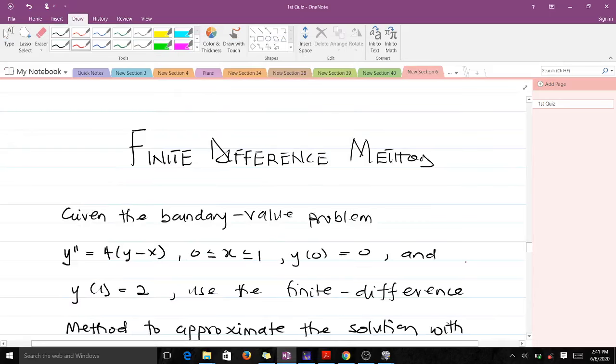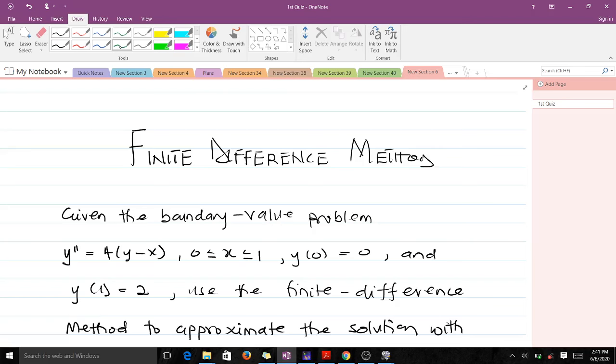Hello and welcome to today's lesson. So in today's lesson we are going to talk about the finite difference methods used in the solving of ordinary differential equations with boundary value problems, boundary value conditions in numerical analysis. And we are going to take a question to explain this concept.